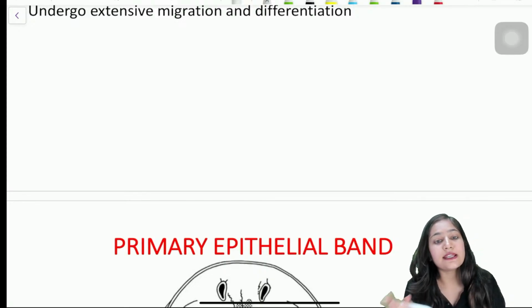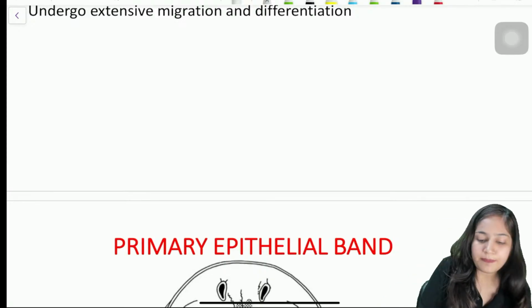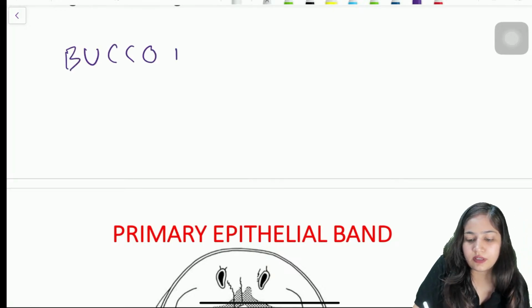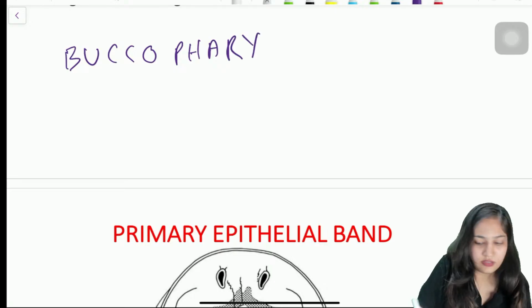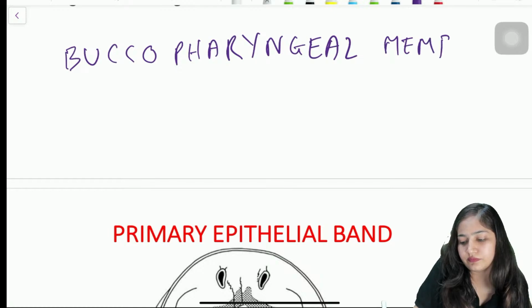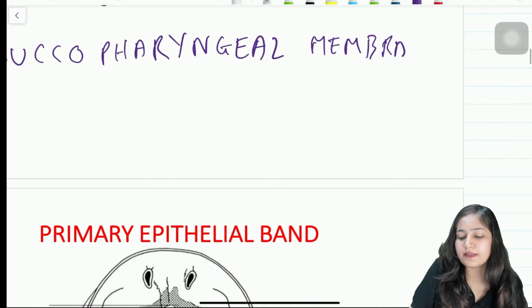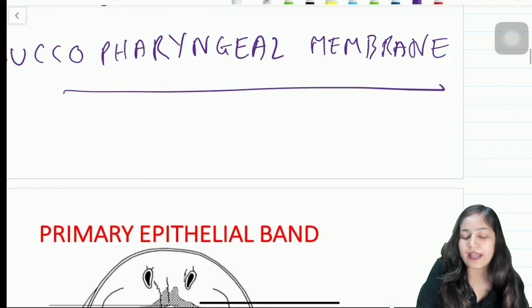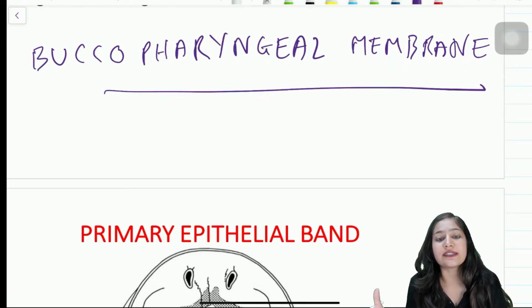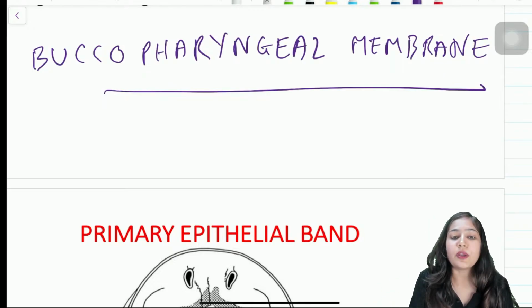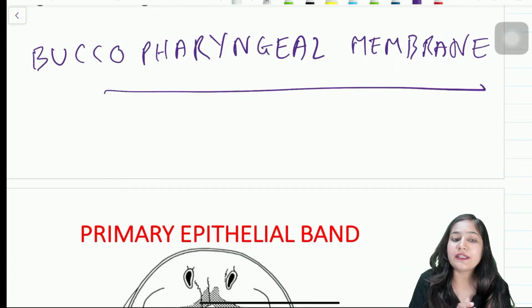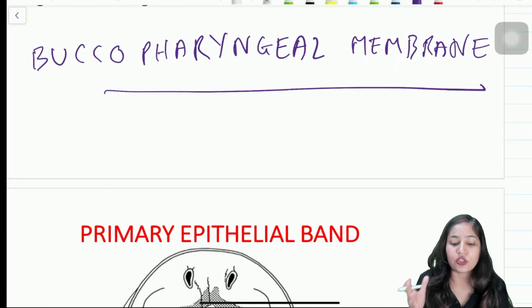The primitive oral cavity is separated from the endoderm of the foregut by the buccopharyngeal membrane. So what is this buccopharyngeal membrane? It is present between the endoderm and the ectoderm. At about the 27th day of gestation, that is around the 4th week, what will happen? This connection will break and the epithelium will come in contact with the ectomesenchyme.